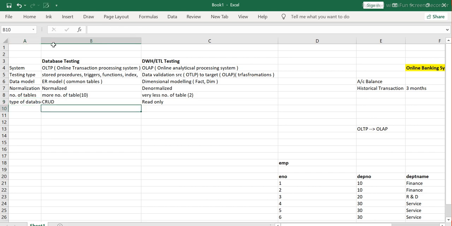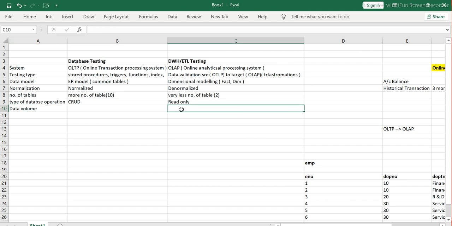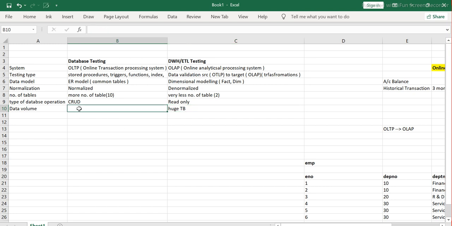All right, okay, guys. Now coming back to the data size, the data volume. As you are already aware, a data warehouse will contain historical data, 10 years, 20 years of data. So this will be very huge, in terabytes or petabytes. Now this one will be very small in size, because it always contains the current information, current data. It doesn't have any historical data.